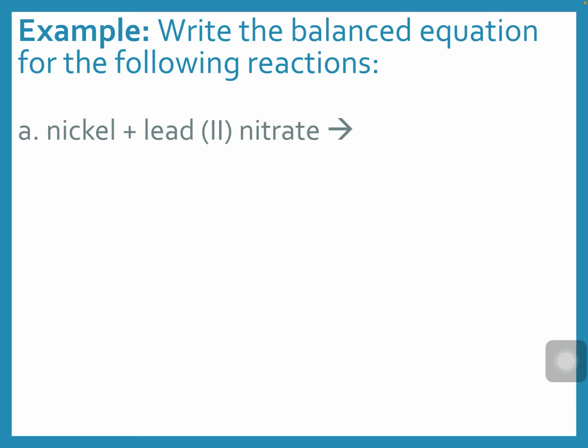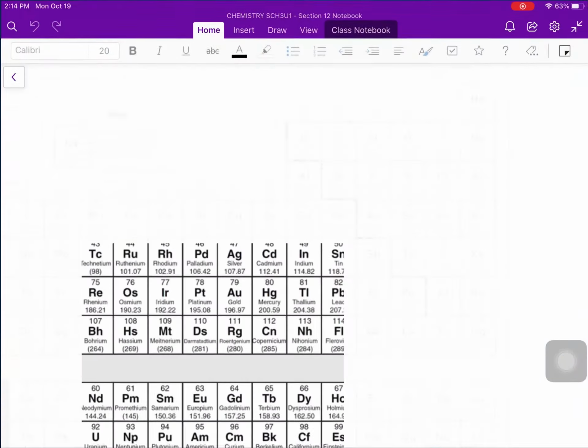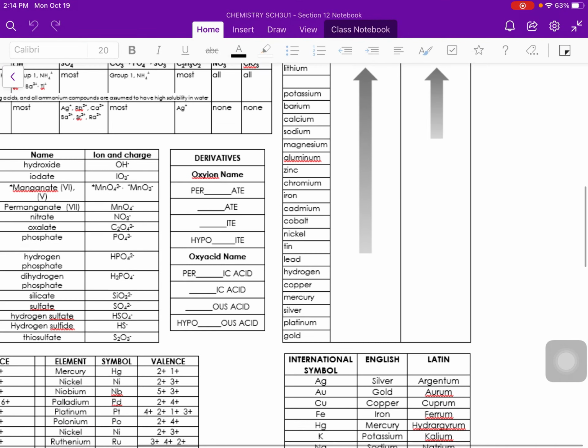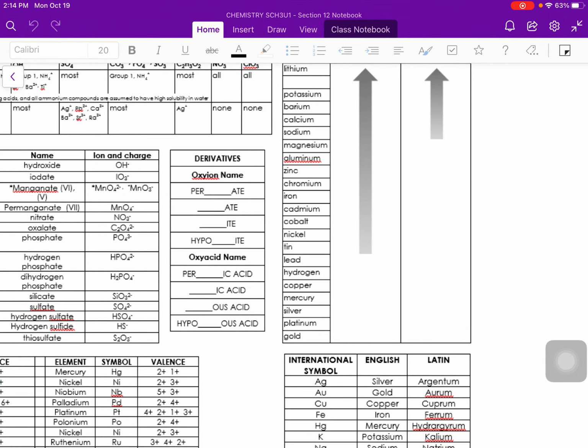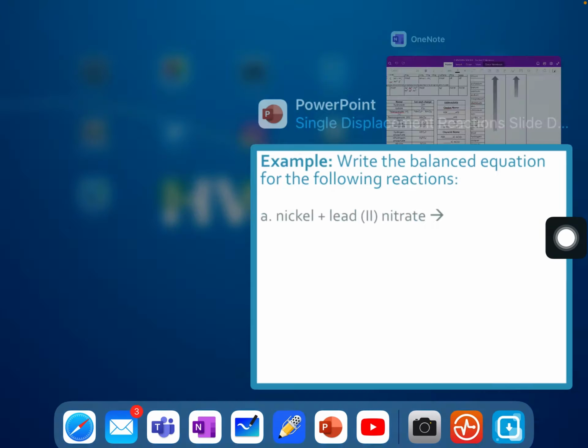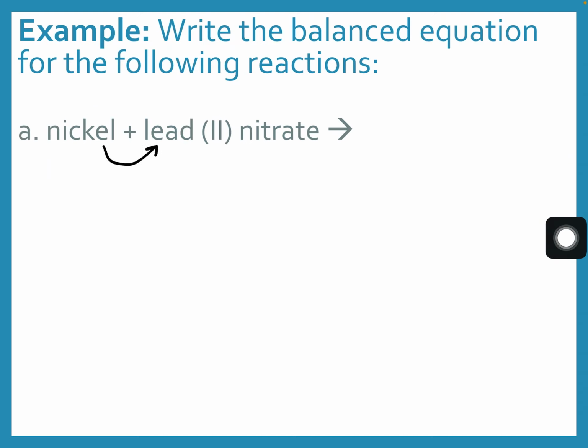So for example, I have nickel and lead nitrate. I'm going to take a look to see where nickel and lead fall. Nickel is the element on its own. Nickel is over here, lead is below. Nickel is more reactive, it's higher up. So that means that nickel will kick lead out, which means I'm now going to have nickel nitrate. And then lead is going to be the element on its own.